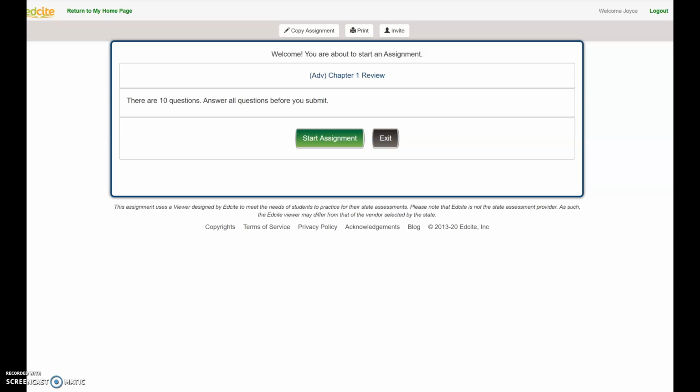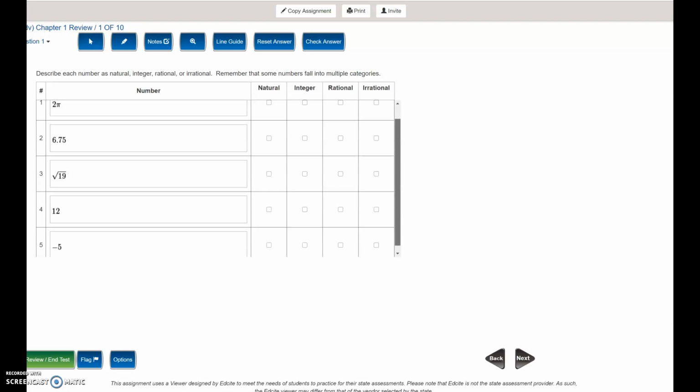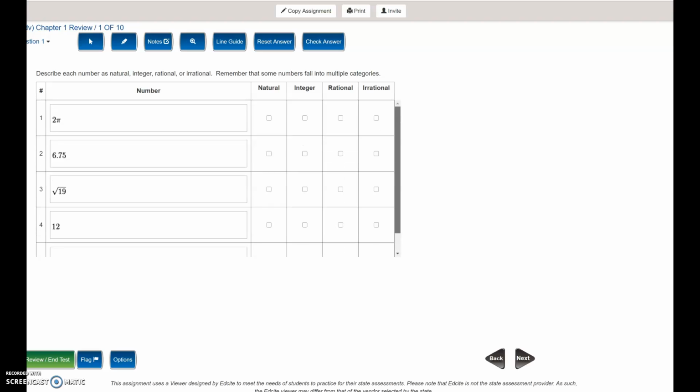Okay, we're going to go through the Chapter 1 review, and I'm going to show you what it looks like in EdSite. So, just in case you didn't do this in EdSite, our first problem is describe each number as natural, integer, rational, or irrational. Remember that some numbers fall into multiple categories. And the one thing that I don't like about this and the size of your screen is that there's only 5 numbers here. You can't see them all. You do have to scroll to see all of those numbers.